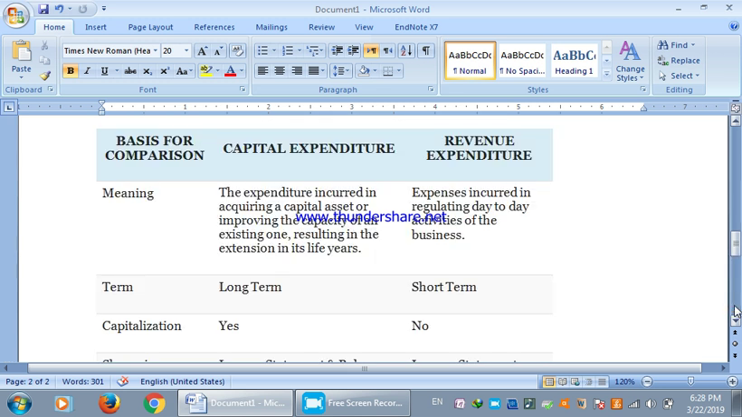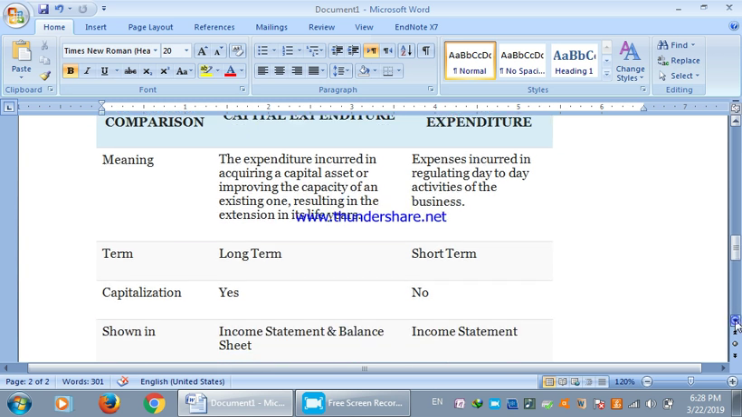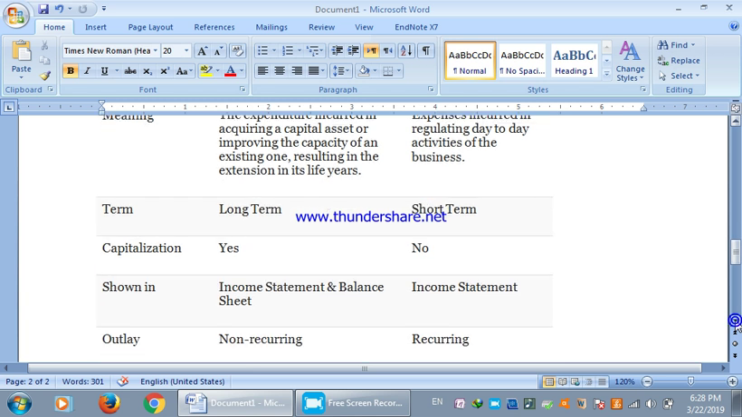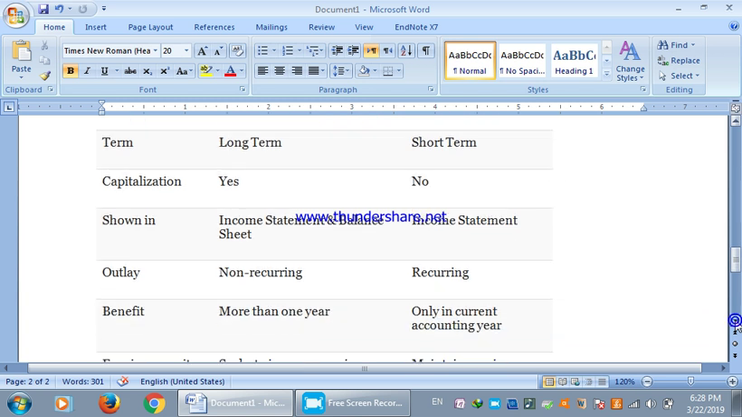Again, capital expenditure is of a long-term nature, exceeding 1 year, while revenue expenditure is short-term, usually 1 year or less. The capitalization process applies to capital expenditure, while there is no capitalization for revenue expenditure, as these are treated as expenses of the current year. Capital expenditure is shown in the income statement as well as in the balance sheet, while revenue expenditure is shown only in the income statement.